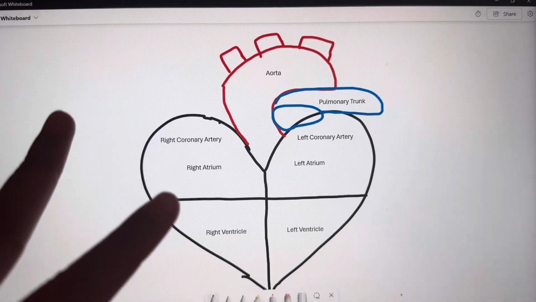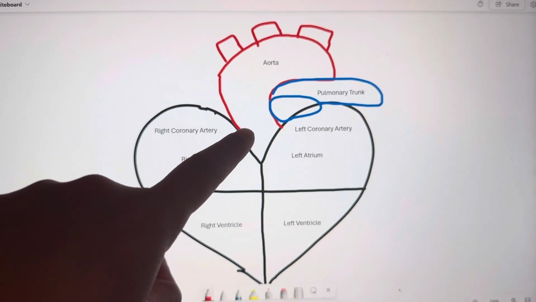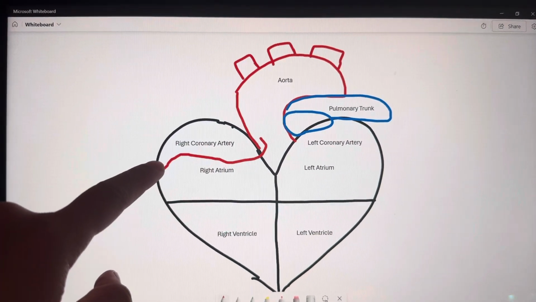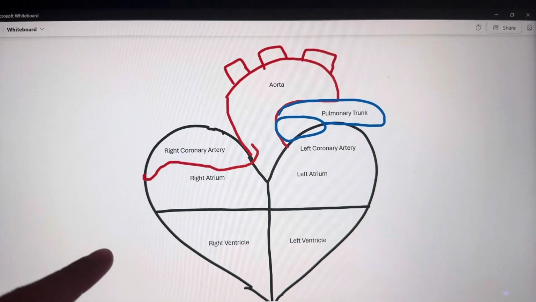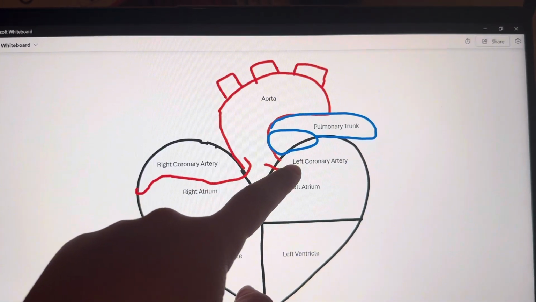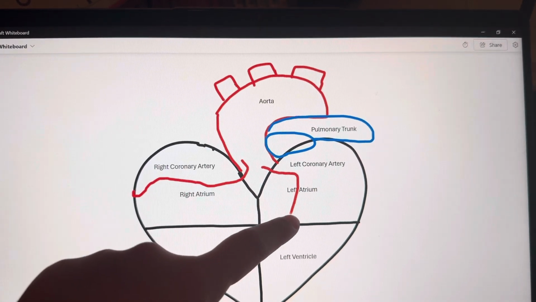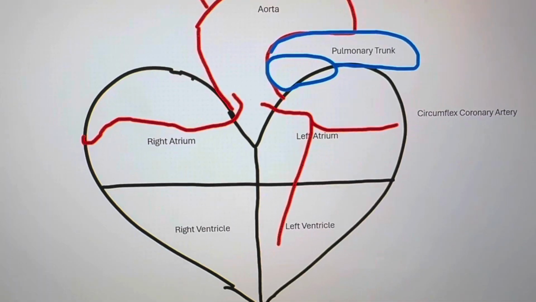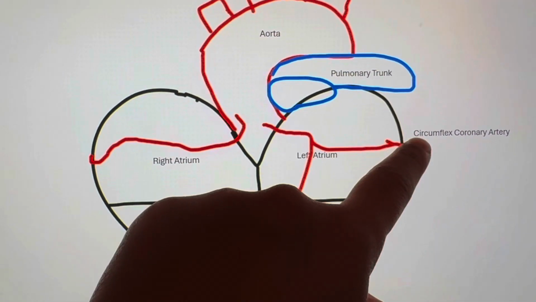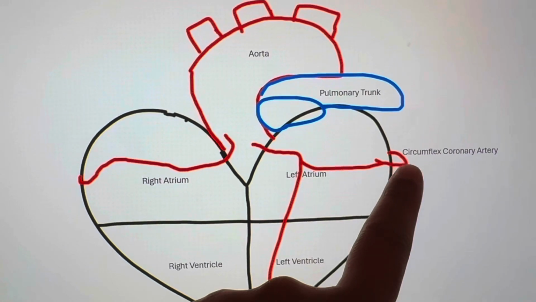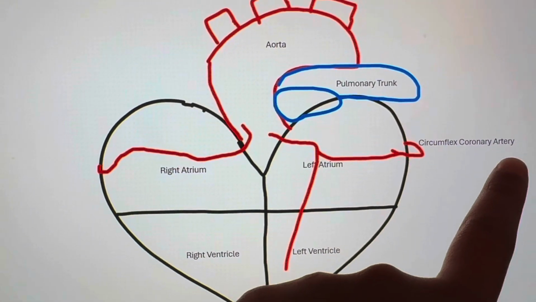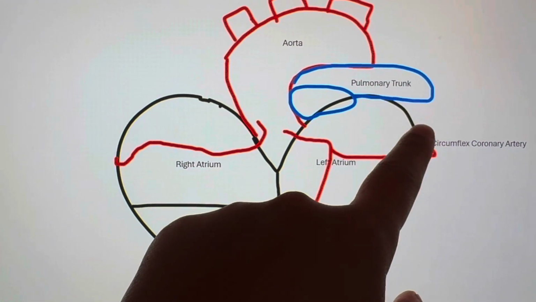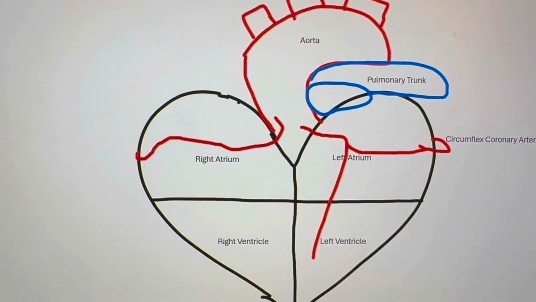There are two arteries that branch out from the aorta. One is the right coronary artery, and it goes back to the posterior side. The left coronary artery, however, branches off into two. The one that is branching off to go to the posterior side is called the circumflex coronary artery. How I remember that is it flexes itself to go through the back as far as it can.